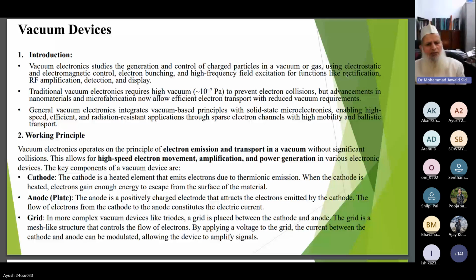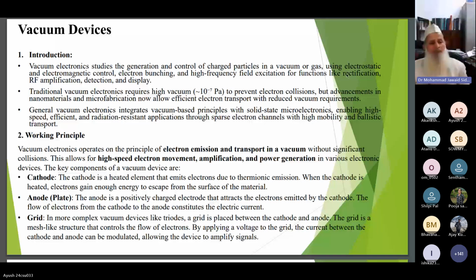The key components of vacuum devices are, first, the cathode. The cathode is a heated element that emits electrons due to thermionic emission. When the cathode is heated, electrons gain enough energy to escape from the surface of the material, and that is known as thermionic emission. Then these electrons are collected by the anode. The anode is a positively charged electrode that attracts the electrons emitted by the cathode. The flow of electrons from cathode to anode constitutes the electric current. And we can modulate these electrons with the help of the grid.